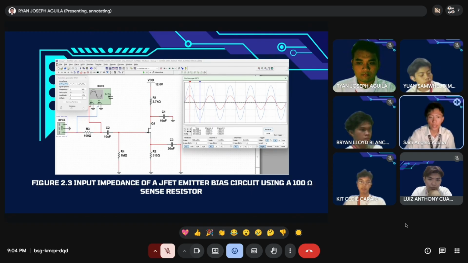And for its data analysis and relationship, the JFET stage provides the highest input impedance, nearly matching the 1 million ohm value of R4. This occurs because the internal gate impedance of the JFET is exceptionally high, often in the giga-ohm range. Next slide, please.